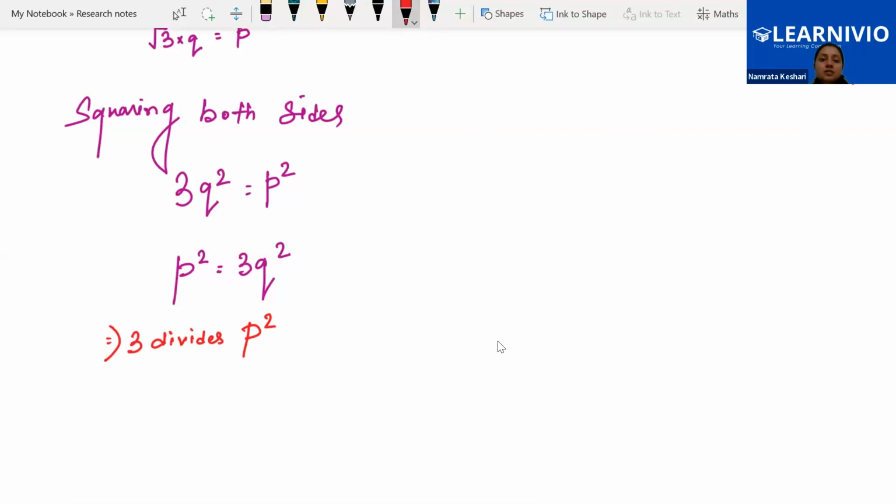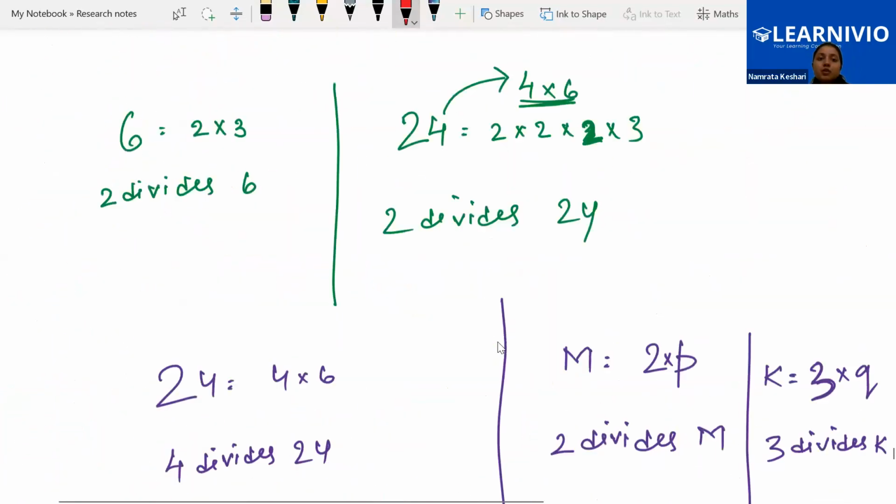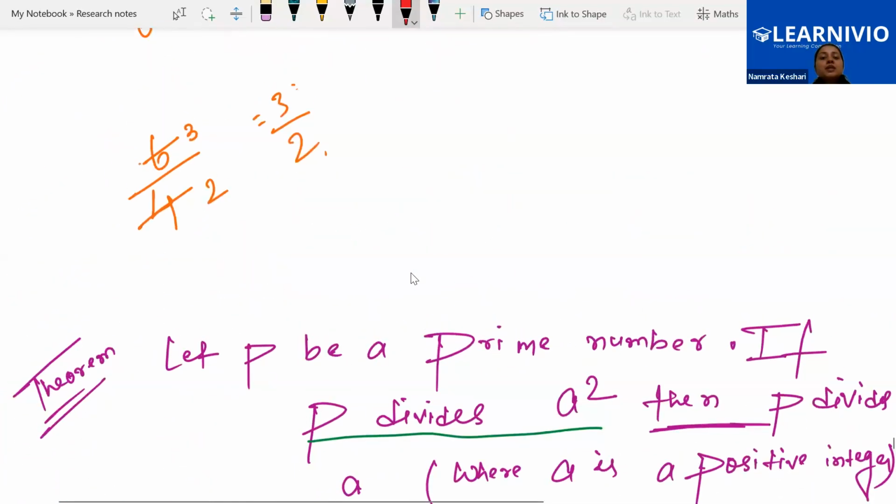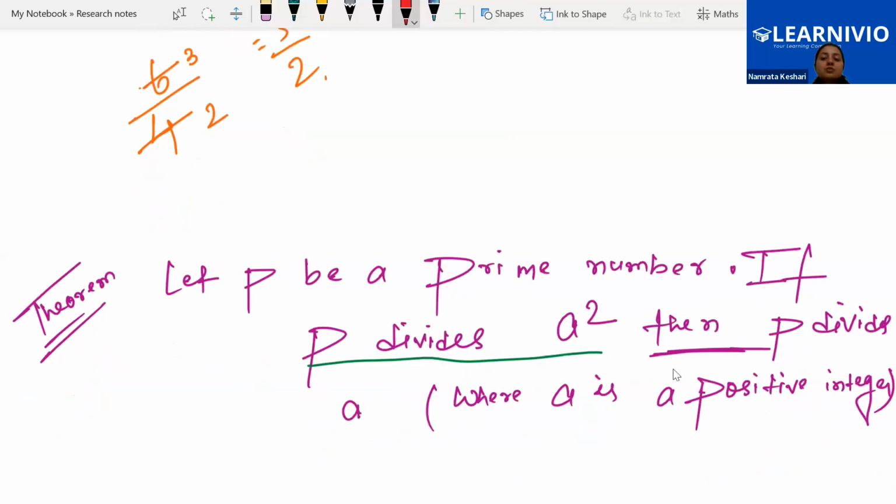Now what does the theorem say? The theorem which we have discussed: if P is a prime number, and if P divides A square, then P divides A also. Instead of P, we can also have 3, 2, 5, any prime number. So 3 is a prime number. If 3 divides P square, then can we say that 3 will also divide P? Can we?